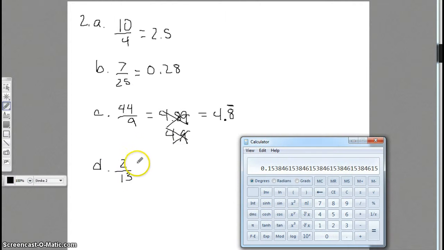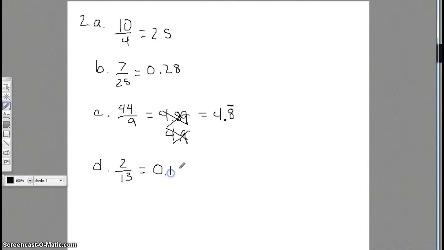So my answer is going to be 0.15384, and that whole thing repeats. Now, your calculator may not go out that far, but all of the problems that you have in number 2 are either decimals that terminate or decimals that have a repeating pattern. You need to carry it out far enough to see where the repeating pattern is and make sure that you put the entire repeating pattern underneath a bar. So do not round the answers for number 2.